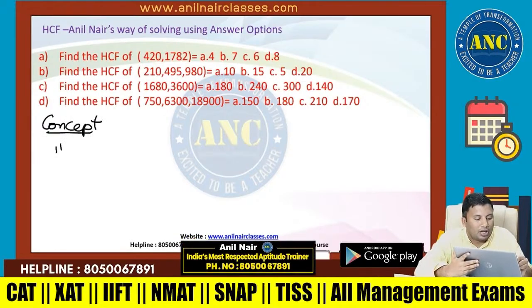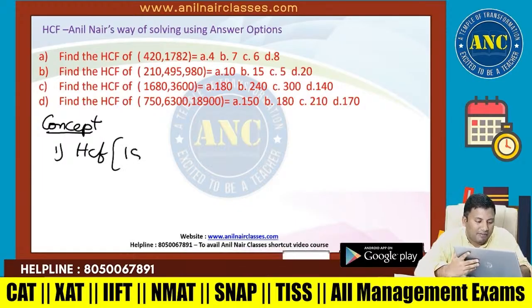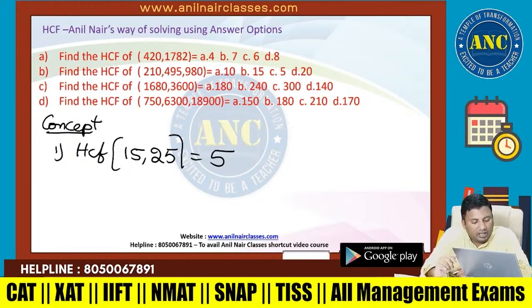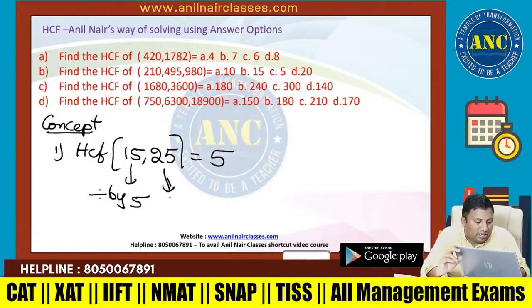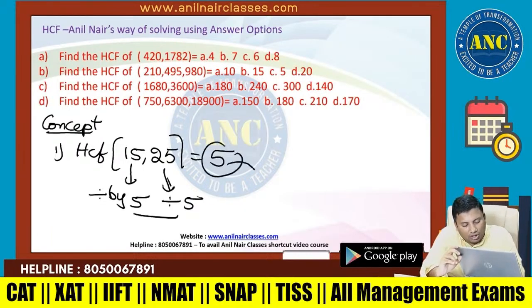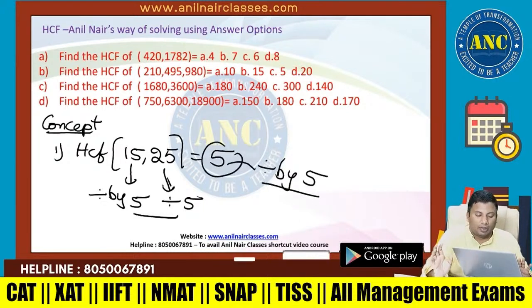Concept. H.C.F. of 15 and 25 is 5. Now see here. Diksha, I will come to you. Please hold, let me complete this concept. If this is divisible by 5 and this is divisible by 5, the answer should also be divisible by 5.